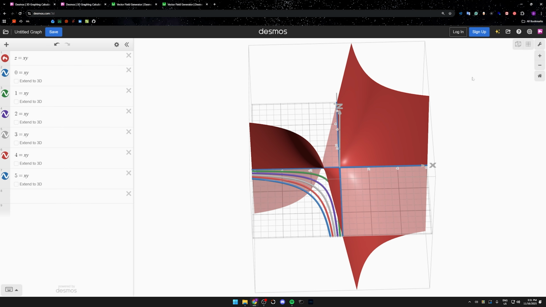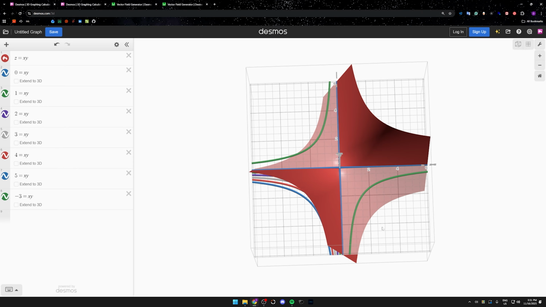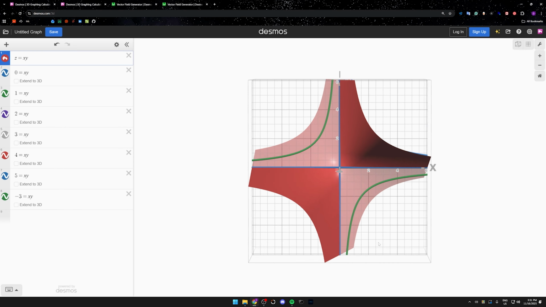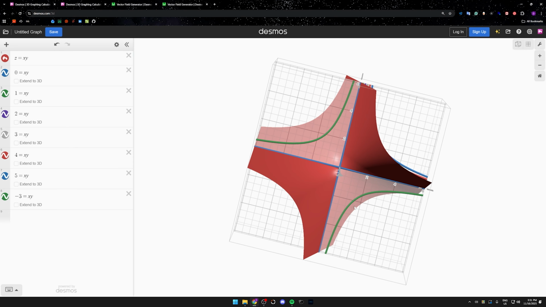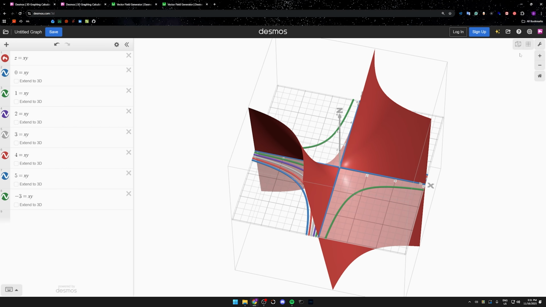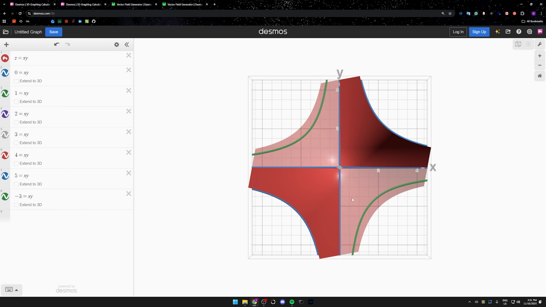And maybe I can actually add another one and say when z equals -3 maybe. As you can see, when z is -3, we are somewhere down here, right? So we get it on this side. I hope that makes more sense this way.